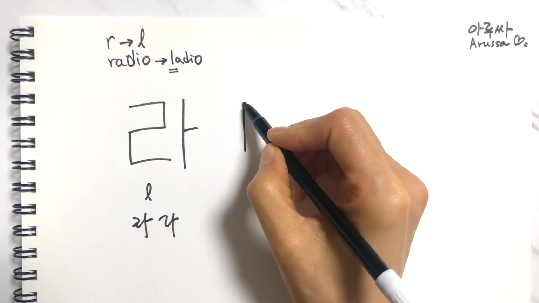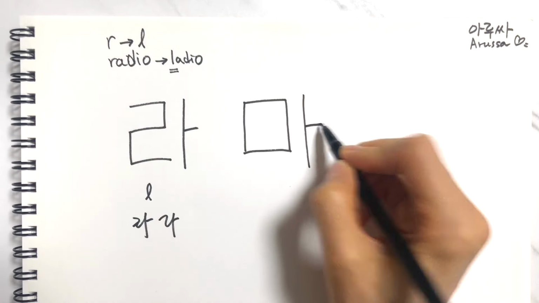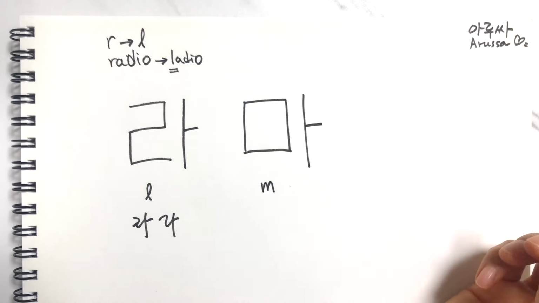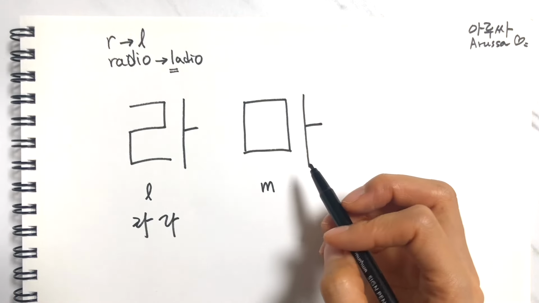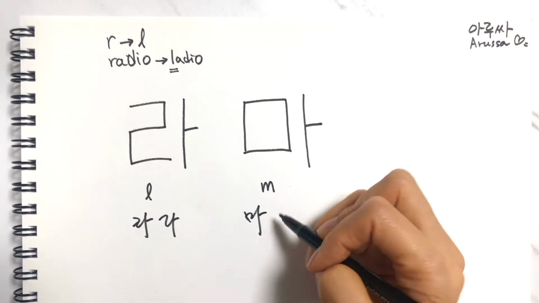Next consonant, ma, m. It's a big square. 1, 2, 3. That's it. And a. Ma. I write ma this way.